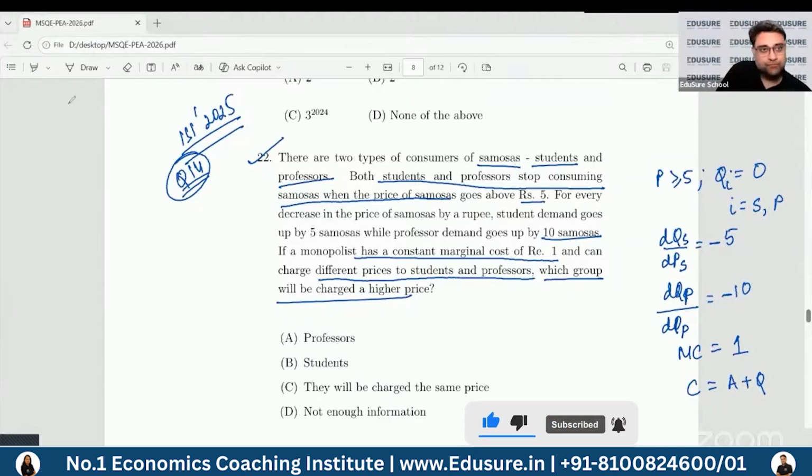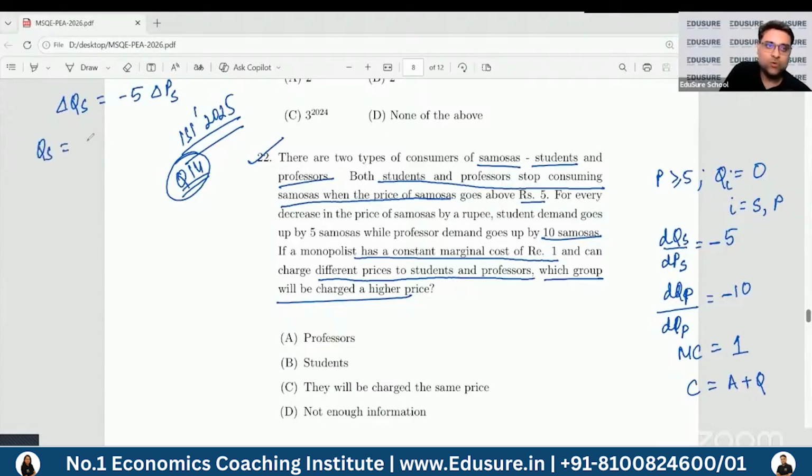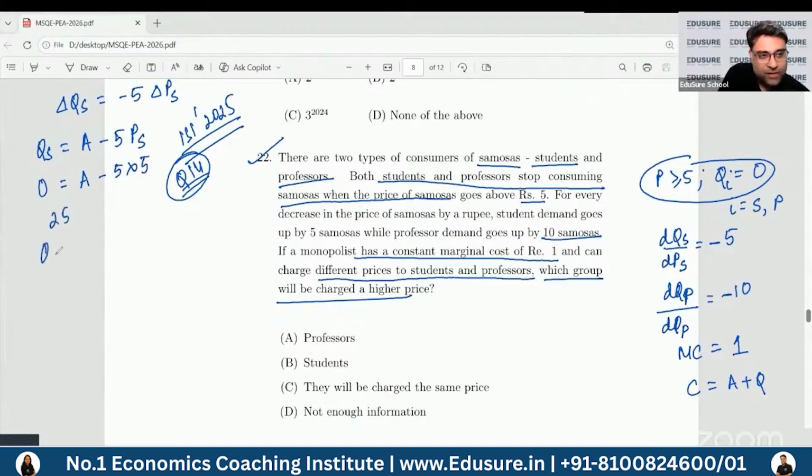So basically delta QS is equal to minus 5 delta PS. QS is equal to A minus 5 PS, a constant minus 5 PS. Therefore, if I differentiate throughout, I'll get minus 5, right? Now I know this. P is equal to 5, Q is equal to 0. Therefore, 0 is A minus 5 into 5, so A is equal to 25. Therefore, the demand curve is 25 minus 5 PS. Is this clear? If this is clear, please type C in the chat box.